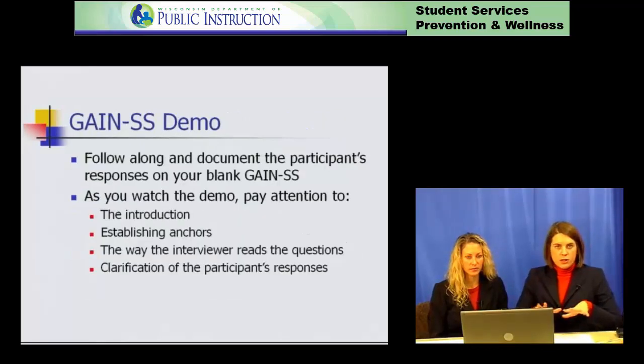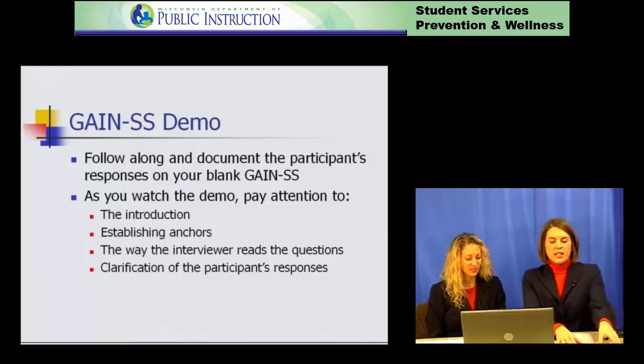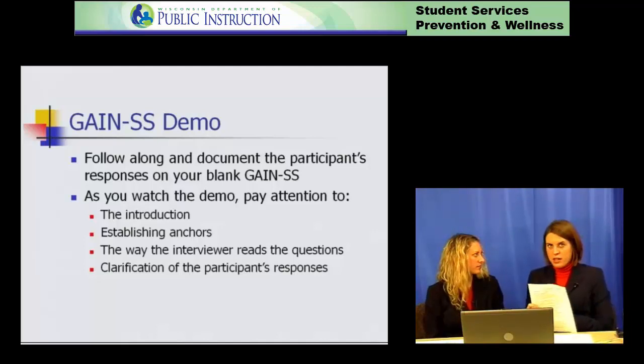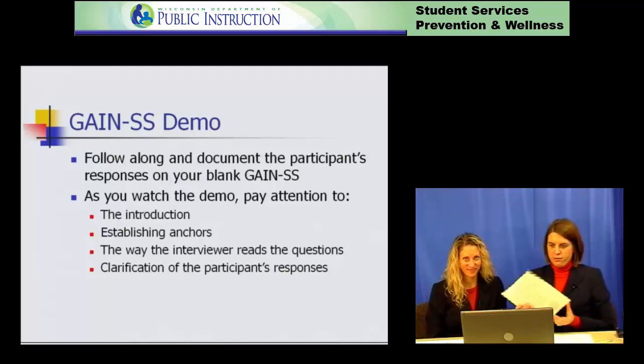To show you a little bit more about what we've learned, we're going to do a demo where Heather is going to be Amber, a teenage client, and I'm going to be completing the GAIN-SS. This would be a wonderful time to take out your blank screener, follow along, and record Amber's responses, because after this we're going to score it together.